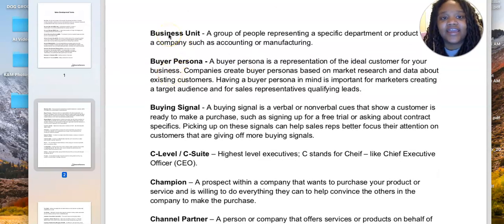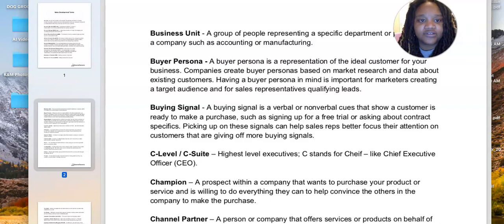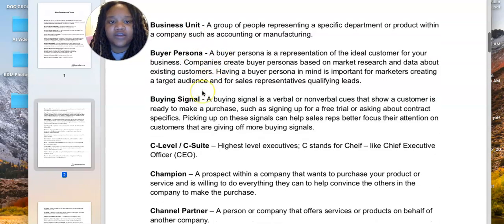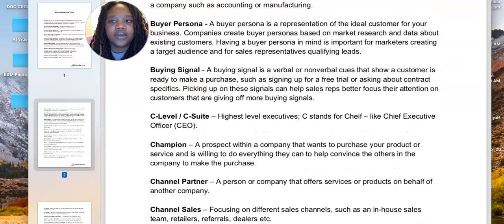Next, we have a business unit, which is a group of people representing a specific department or product within a company, such as accounting or manufacturing. And that kind of plays within the organizational structure, which we go over later on in this video.